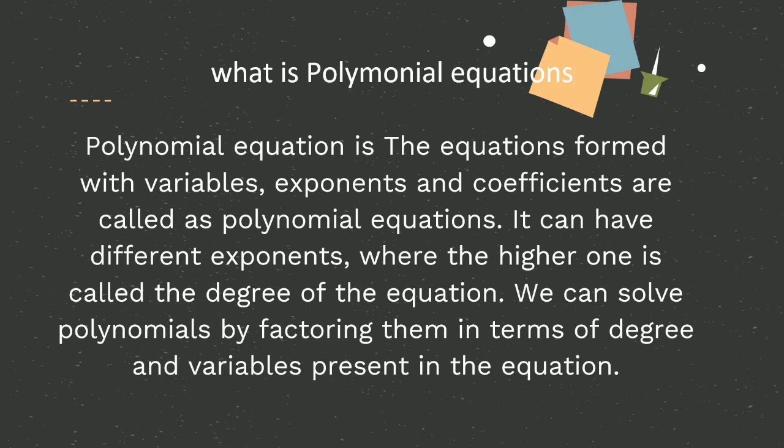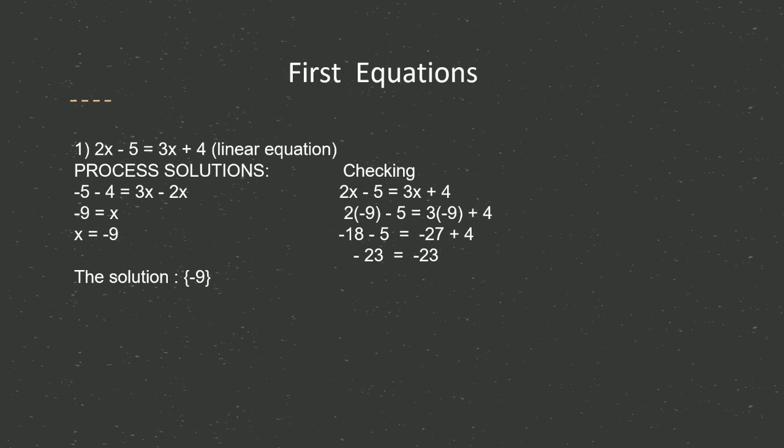What is a polynomial equation? A polynomial equation is an equation where a polynomial is set equal to 0. It is an equation formed with variables, non-negative integral exponents, and coefficients together with operations and an equal sign. It has different exponents, and the highest one gives the degree of the equation. Solving polynomial equations. Example number 1.